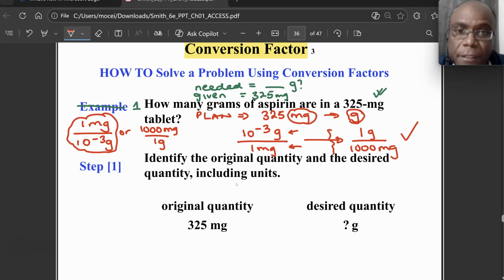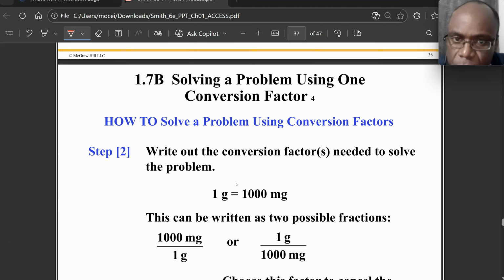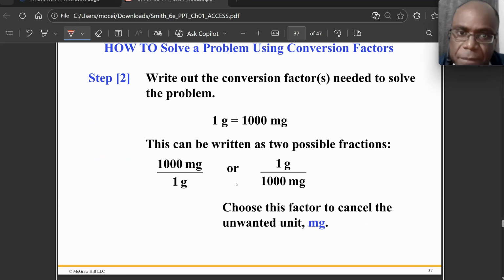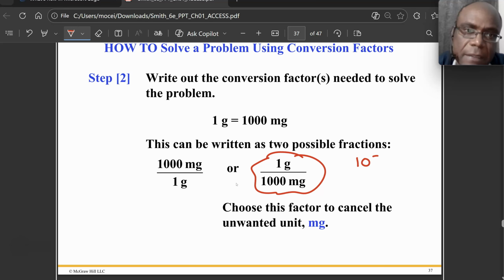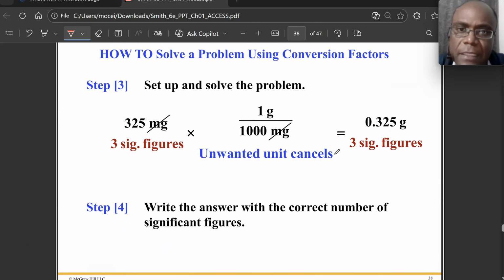You get that. Okay, identify the original quantity and the desired quantity. We've done that. This is the given, and this is the needed. Then the next step, you just use your relationships. I see here the slide is using this version of the relationship, but you can as well say 10 to the power minus 3 gram is 1 milligram. You still get the same final answer. So again, 1 gram is 1,000 milligrams, and all that is left is to do the problem.